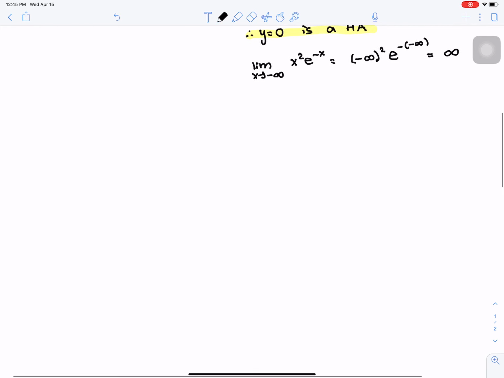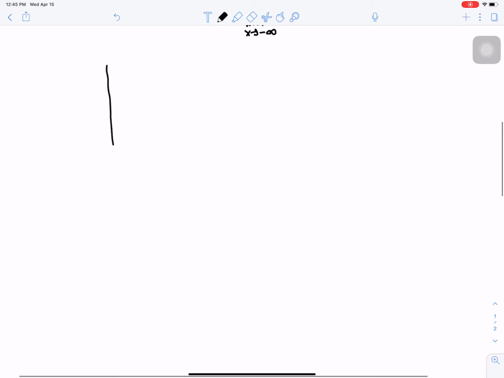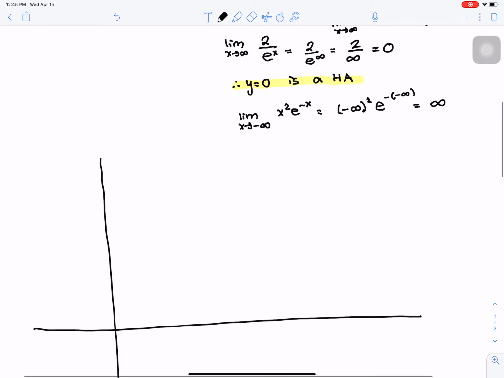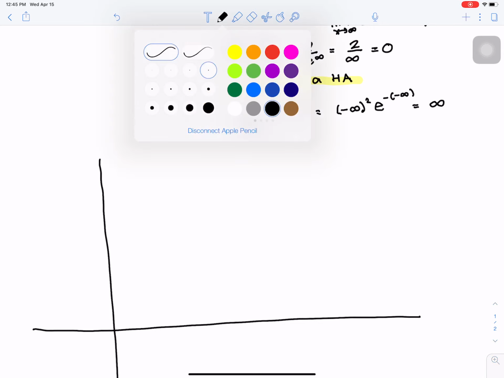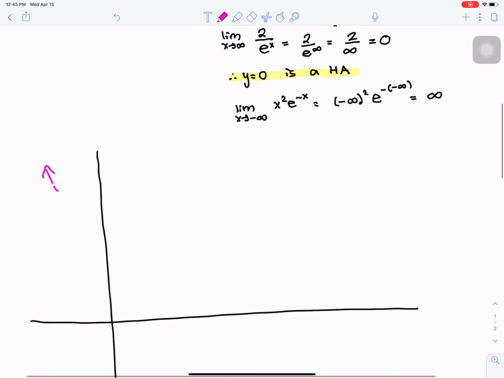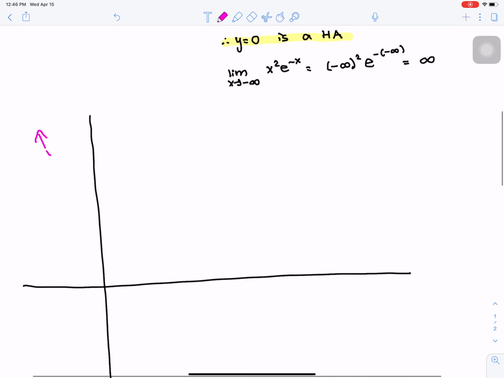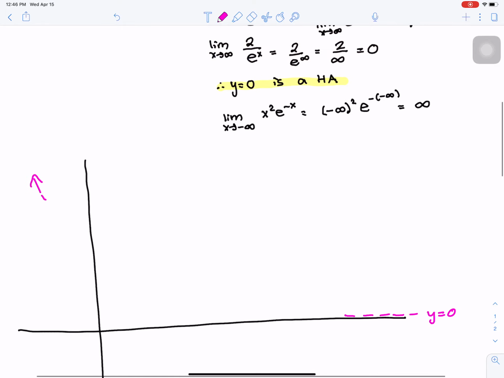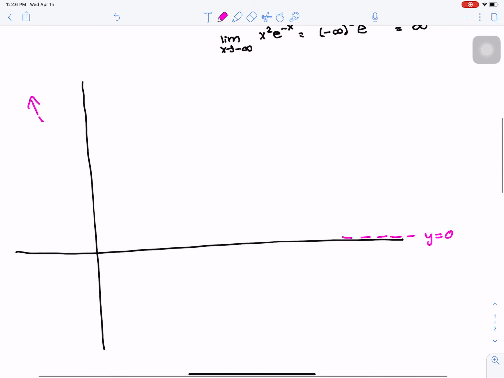This time I'm going to do the sketch up here and do the derivative information below here, and we'll come back to the graph. So as x approaches minus infinity, the graph is going up to positive infinity. And as x approaches plus infinity, my graph has a horizontal asymptote at y equals 0. So I'm going to only put that at the end. We have an x-intercept at 0, 0.